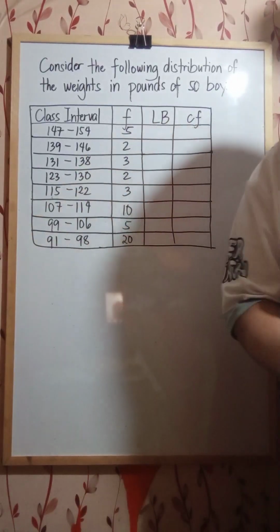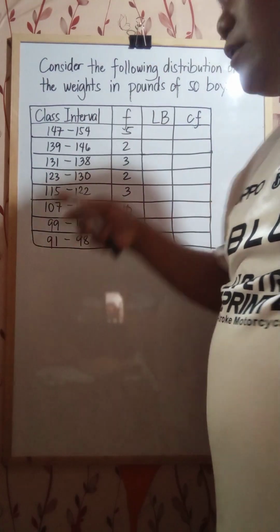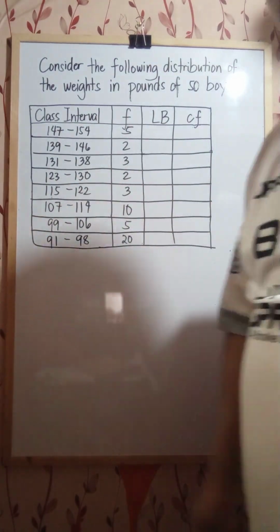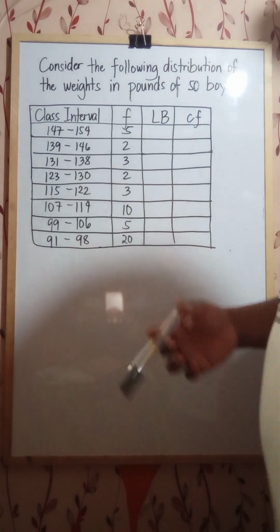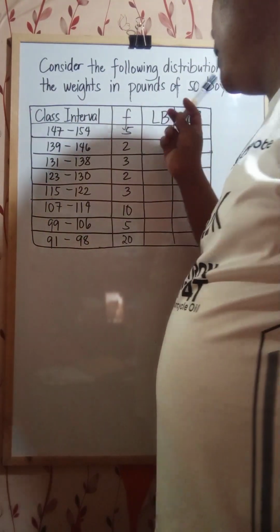Hello everyone. So let us discuss this problem. It is related to the measures of position for grouped data. We're going to consider the following distribution of the weights in pounds of 50 boys.